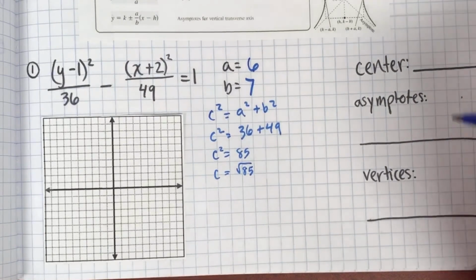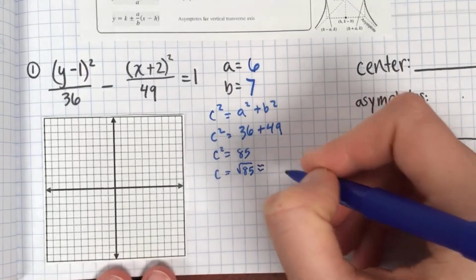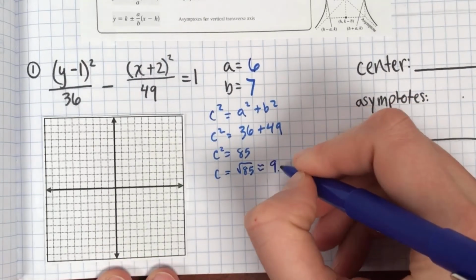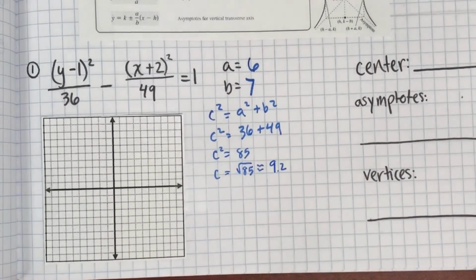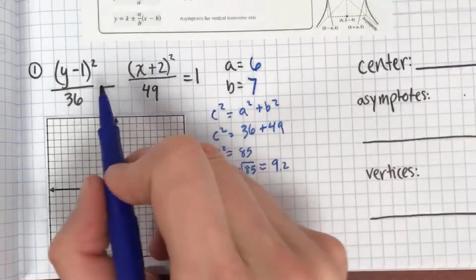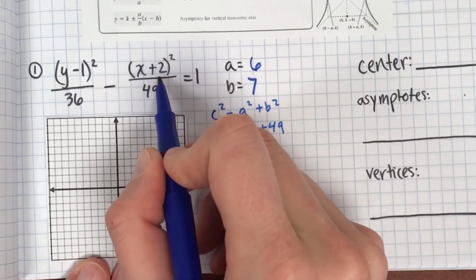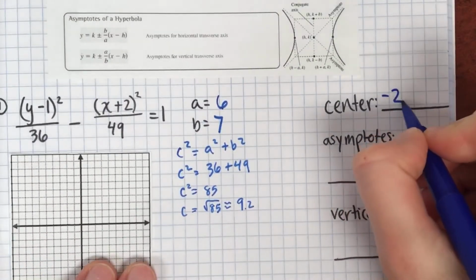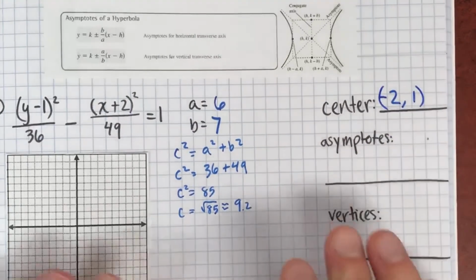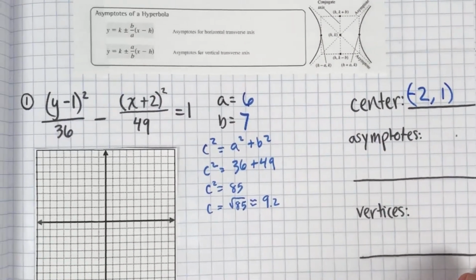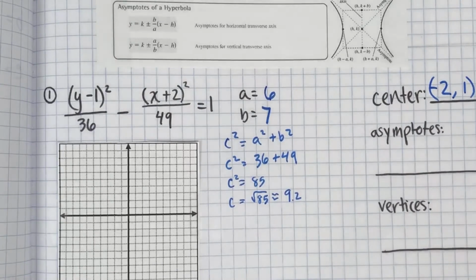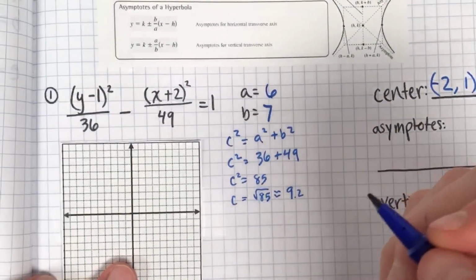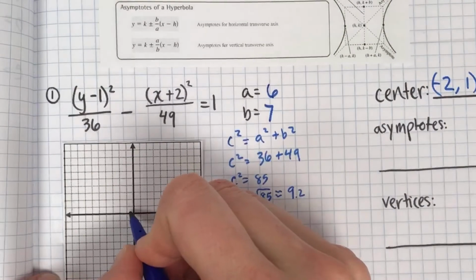All right, and so let's find our center. And let's just go ahead and approximate. That's about 9.2. All right, so our center here, we're going to take the opposite of our x and y values here. So this would be -2, 1. And sometimes I like to just go ahead and kind of graph everything as I am going.